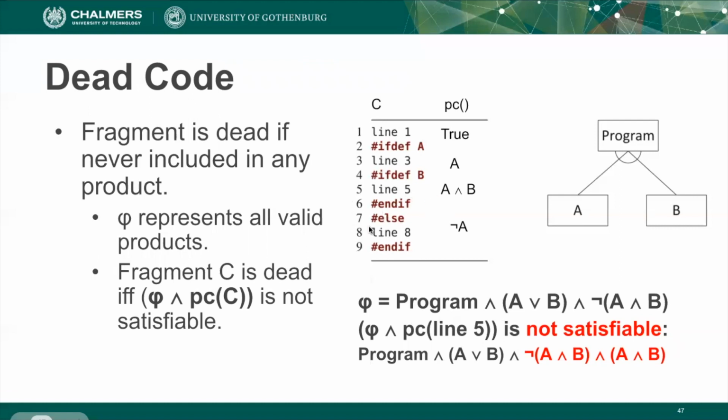In our example, we have the presence conditions A, A and B, and not A for lines 3, 5, and 8 respectively. And the predicate of the feature model is phi of the program, A or B and not A and B. So putting this together with line 5, A and B is not satisfiable, right? Because we end up with not A and B and A and B at the same time. So that helps us indicate that line 5 is dead code.